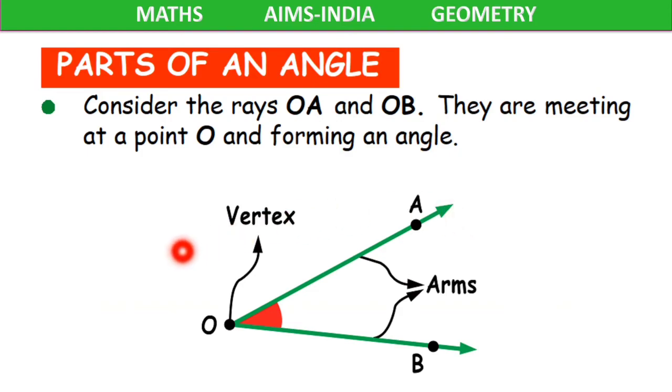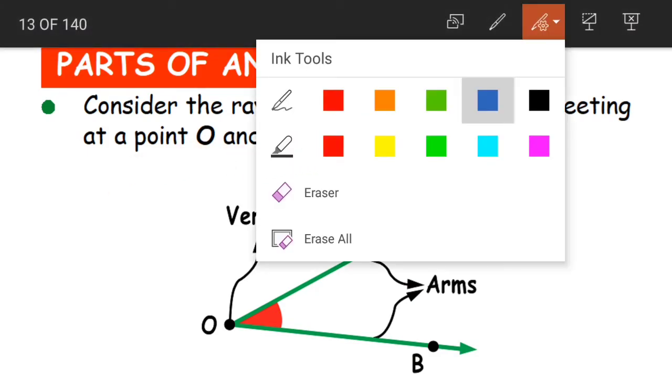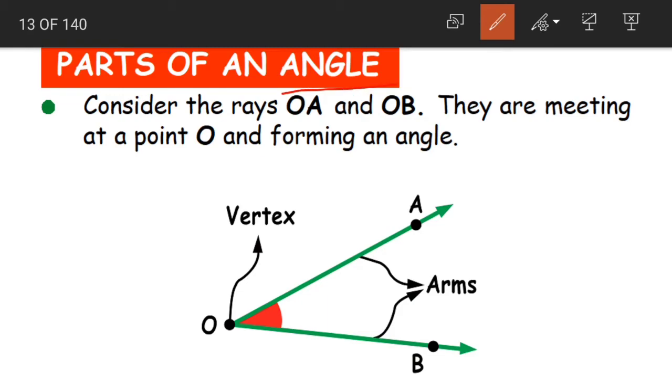Now, parts of an angle. Consider the rays OA and OB. They are meeting at point O and forming an angle. So what did we learn about an angle? We learned that two rays meet to form an angle. So here we are having two rays, ray OA and ray OB.